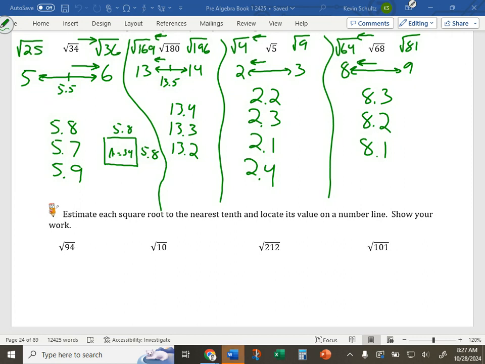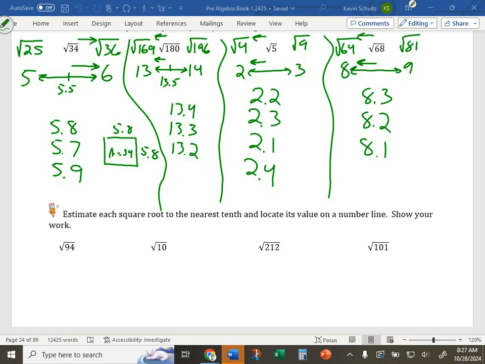What questions do you have? CO11, that table is going to be the best thing to use to start. And then you look at the numbers that you have, decide which one is closer to get that estimation down. Okay? For your homework, it does say to show your work.